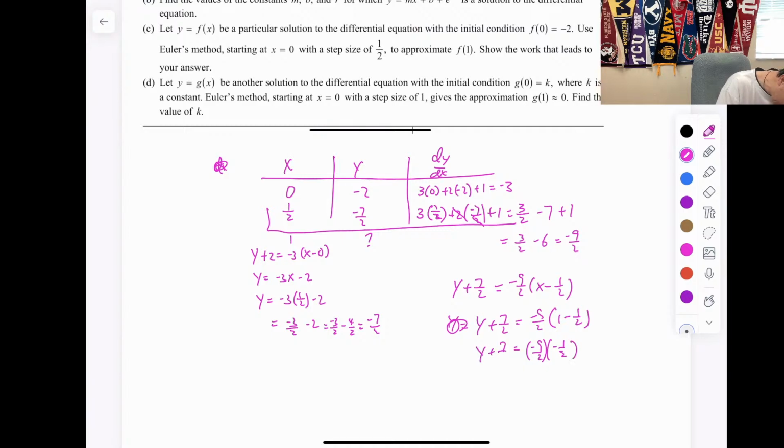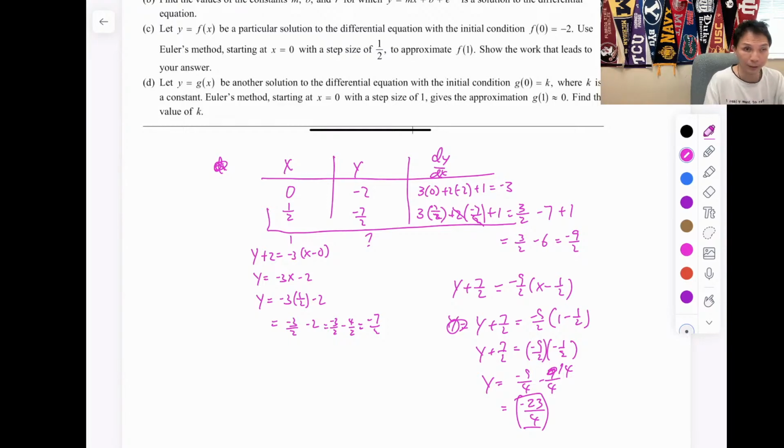-9/2 times 1/2 is -9/4. So y equals -9/4 minus 7/2, which is 14/4. So that's going to be -23/4. And that's the answer for this one. So basically it's just two iterations of an equation of the tangent line.